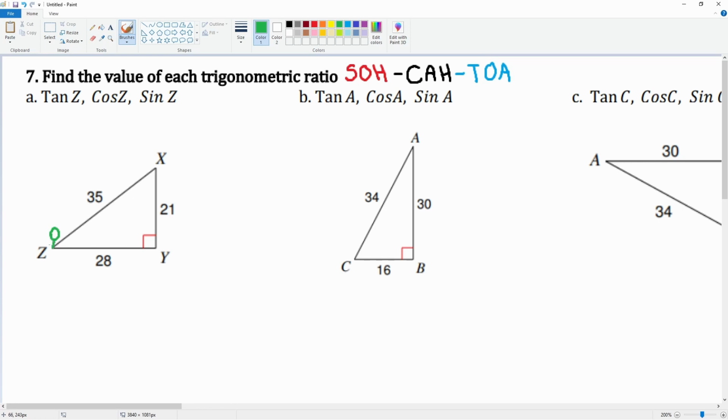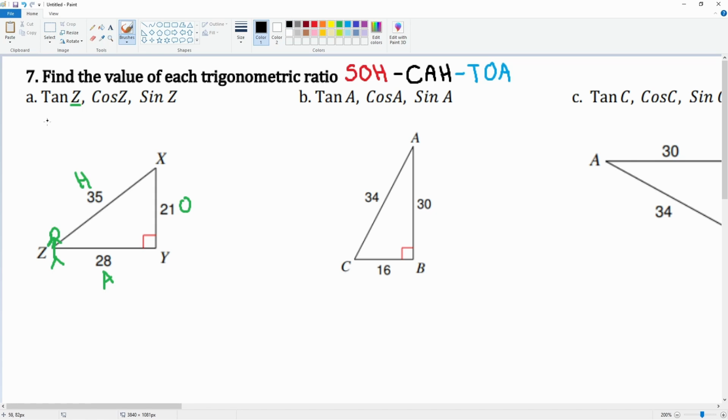So let's draw our person here. We're looking from Z's point of view. This is your adjacent, right? Because that is your closest one. 21 is your opposite, and 35 is your hypotenuse.